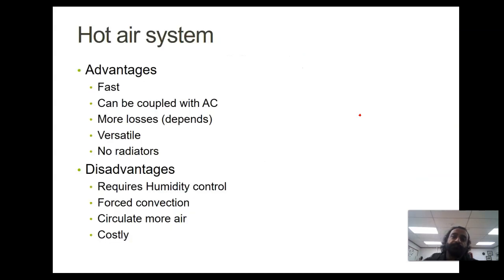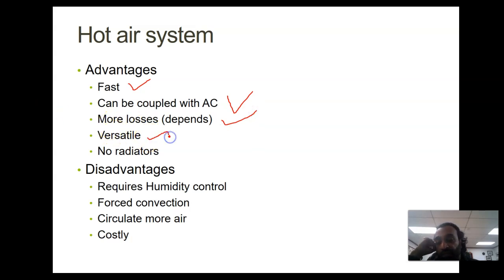So let's think about convection. We need to transfer the heat from the source to your living space. So you can use a hot air system where you heat the air and bring it all the way to the living space. And since we breathe air, we are in direct contact with air, so it's very convenient, and it's very fast because you're going to feel the hot air right away. It's again quick, easy to couple with AC. However, it has more losses, and that depends on the design, so it's not always the case.